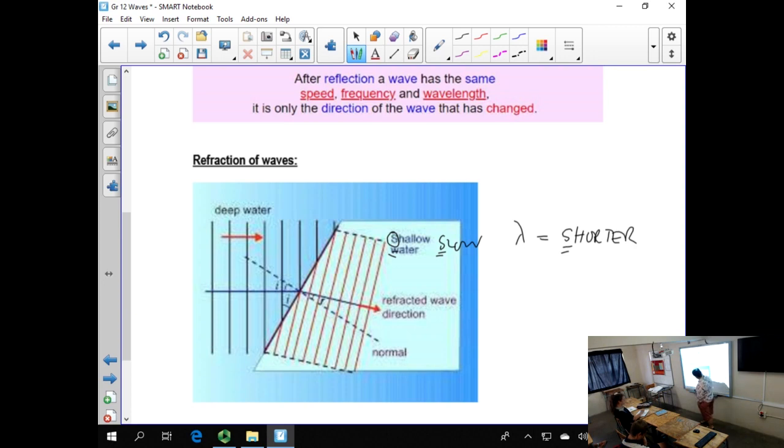What you need to remember, this dotted line is the normal. So the angle of incidence lies between the ray and the normal. And over here, the angle of refraction also lies between the ray and the normal. All right.